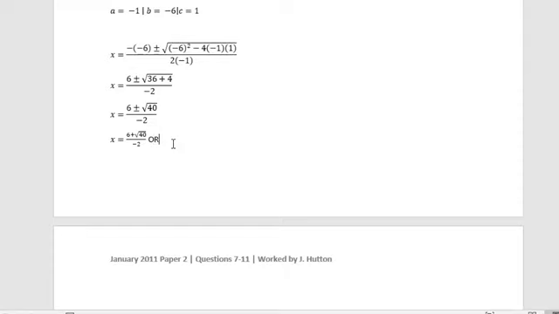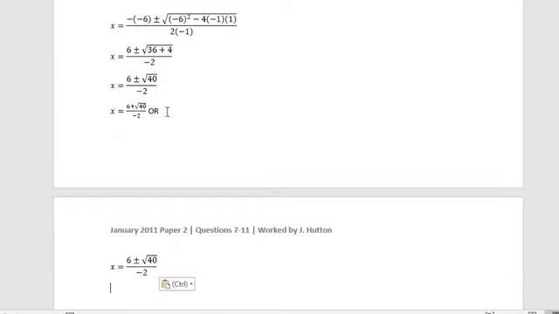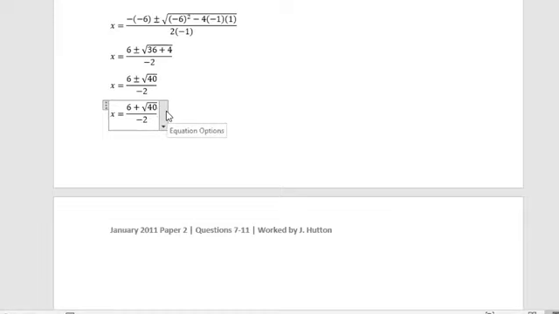or x is equal to 6 minus the square root of 40 over negative 2. I'll just work this part first.